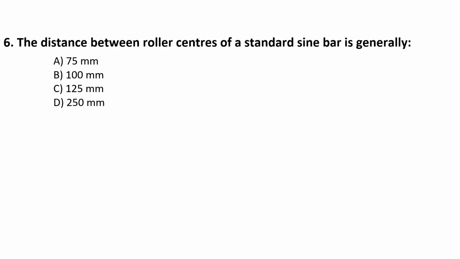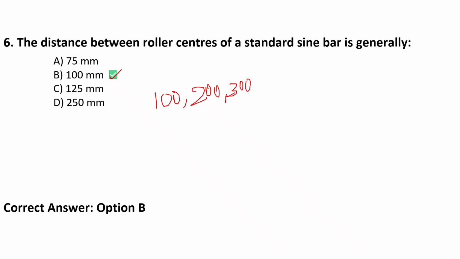The next question is: the distance between the roller centers of a standard sine bar is generally option A 75 mm, option B 100 mm, option C 125 mm, option D 250 mm. We know that sine bar lengths available are 100, 200 and 300 mm. Here 100 mm is given, and 100 mm is the standard length of the sine bar. So option B is correct.